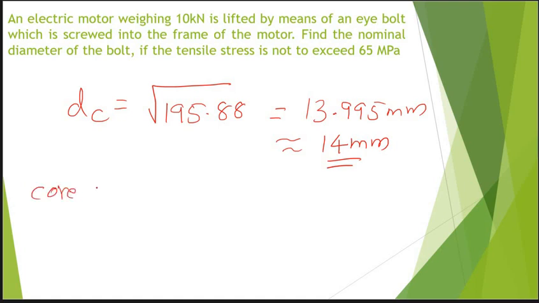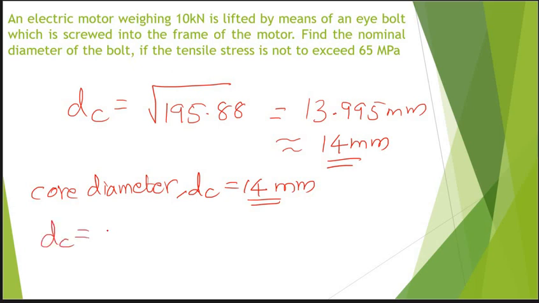So core diameter DC is equal to 14 mm. Generally a bolt is designated by its nominal diameter or major diameter. So we have a relation between nominal dia and core dia. This core diameter DC is equal to 0.84 D, where D is the major diameter or nominal dia.